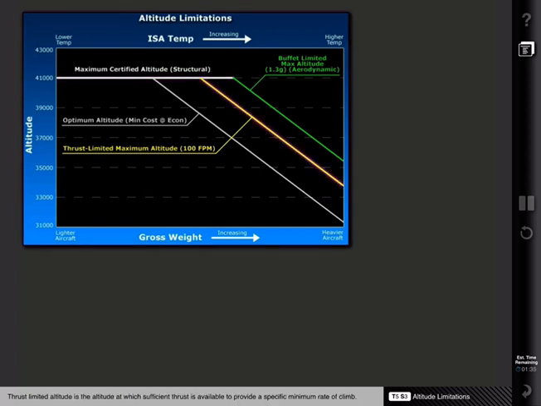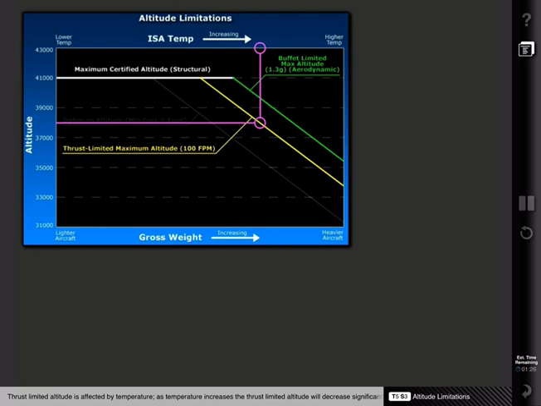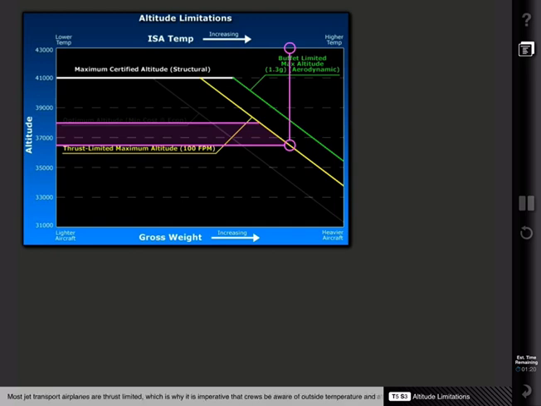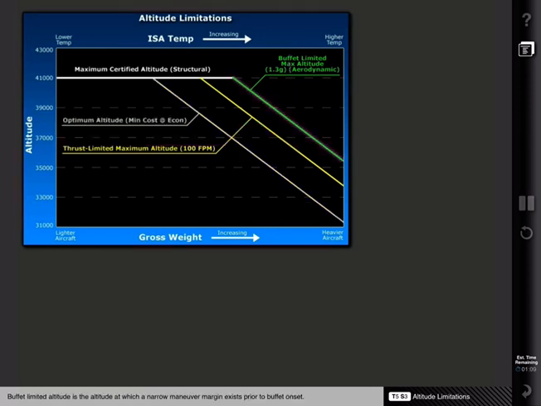Thrust-limited altitude is the altitude at which sufficient thrust is available to provide a specific minimum rate of climb. Thrust-limited altitude is affected by temperature. As temperature increases, the thrust-limited altitude will decrease significantly. Most jet transport airplanes are thrust-limited, which is why it is imperative that crews be aware of outside temperature and available thrust. Buffet-limited altitude is the altitude at which a narrow maneuver margin exists prior to buffet onset.